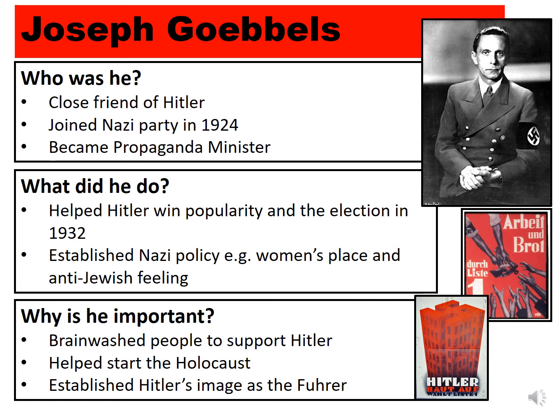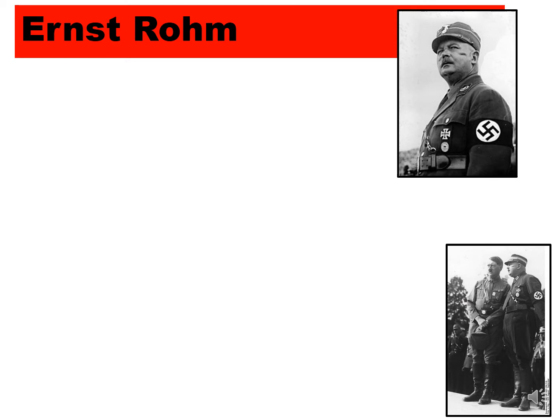Because of the anti-Jewish policy that he promotes, he helps start the Holocaust. The Holocaust is only allowed to happen by the German people because they've been brainwashed into thinking that Jews are bad and they need to be rid of Jews in Jewish-occupied countries. And he helps establish Hitler's famous image as the Führer, the saviour of Germany. So he's a very key figure in the Germany topic.